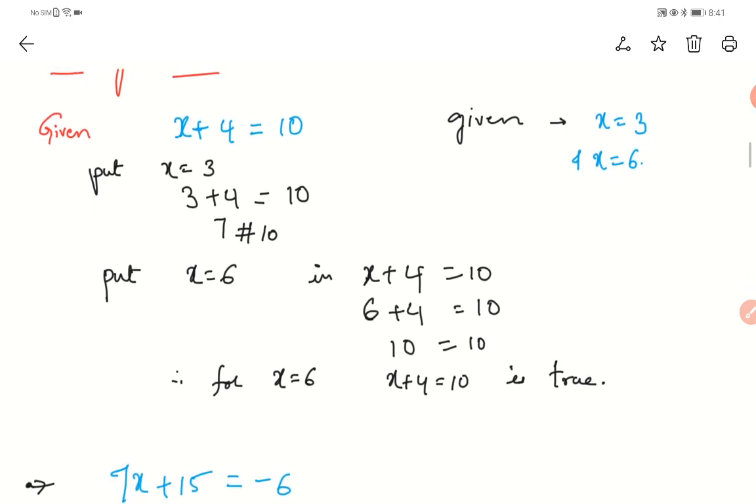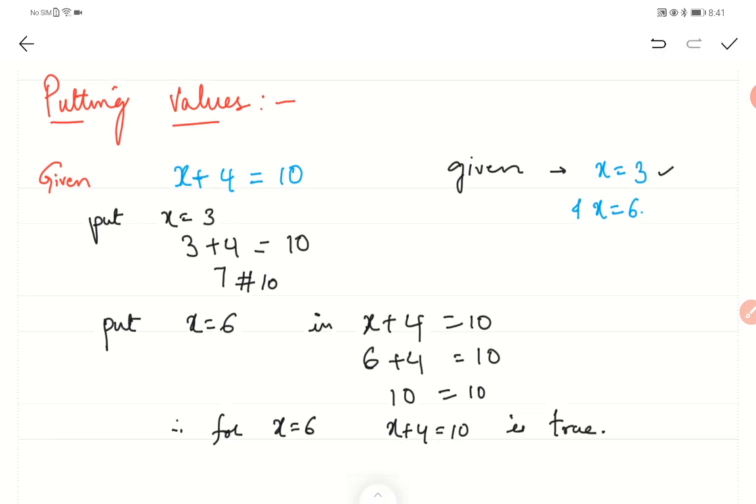Now in the question itself they will give you some values of the variables. The question like this: an equation is given and given the values 3 and 6. So we need to just check for which value of x it is true. First I took the given value x equal to 3. If I put that value in x plus 4, that is 3 plus 4, we have got 7. So 7 is not equal to 10, isn't it? So for x equal to 3, this is not true.